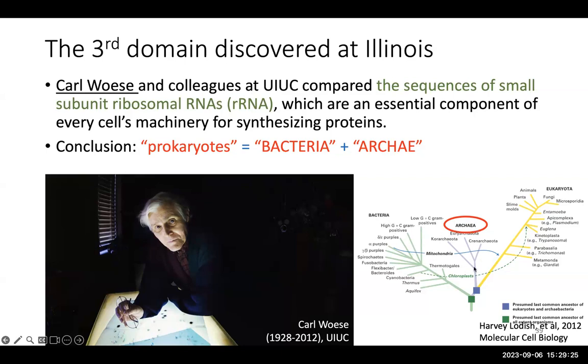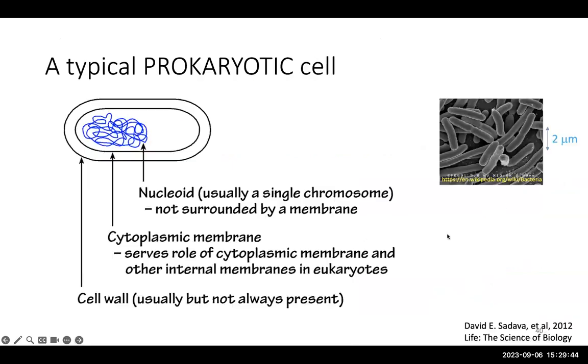Right now people believe there are 3 branches when life evolved. The bacteria and the archaea are called prokaryote. We are called eukaryote. And here is one typical prokaryote cell. Okay, so here is the bacteria.